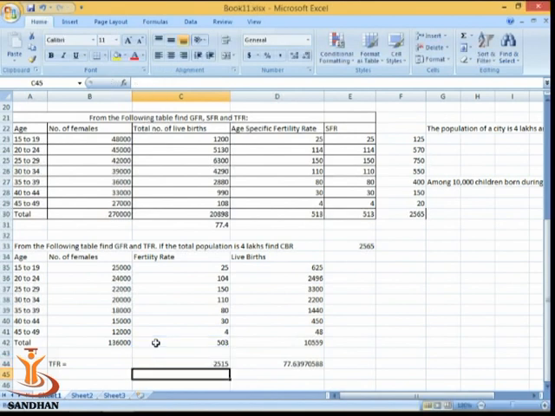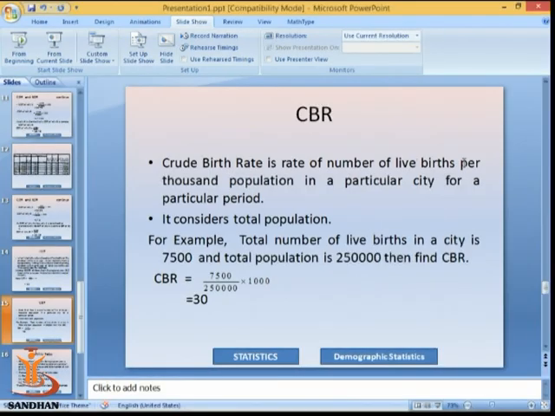Now here I am asked again CBR. Obviously, the birth is given by only and only this 15 age group female till 49 age group female. After that, in general, female is not able to give birth to a child. So our formula of CBR is total live births divided by total population multiplied by 1000. That we have seen in that PPT. Birth rate is total live births divided by population.